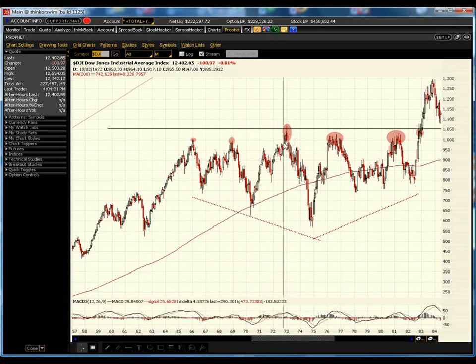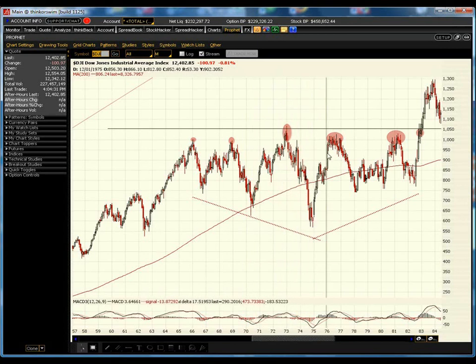The next time we got up to the 1,000 level, look at that. It kind of broke through. It broke through a little bit stronger than the last time, didn't it? This time it seemed to shoot through there, and for a couple of months it was hopeful that it could have stayed above 1,000, but again it sold off, and it sold off even deeper than the last time.